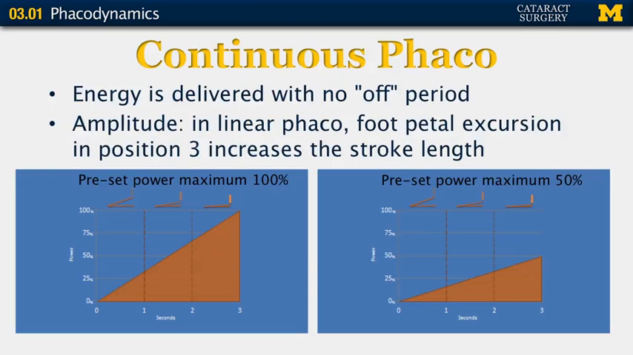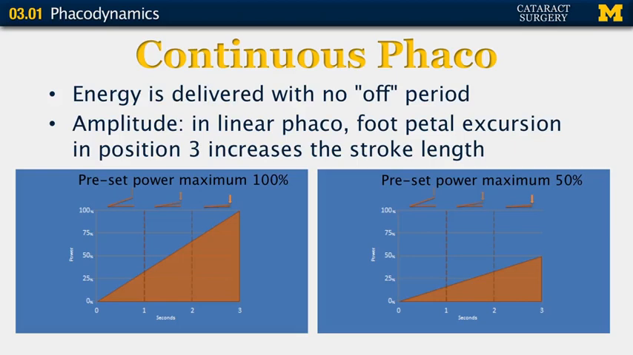So let's first talk about different ways to modify the application of phaco energy. The first of these is called continuous phaco, which is just what it sounds like. It's energy delivered continuously with no off period for the phaco energy. In this setting, the surgeon sets the maximum preset power, and with depression of the foot pedal into position 3, the stroke length increases up to that maximum preset power that's been set by the surgeon.